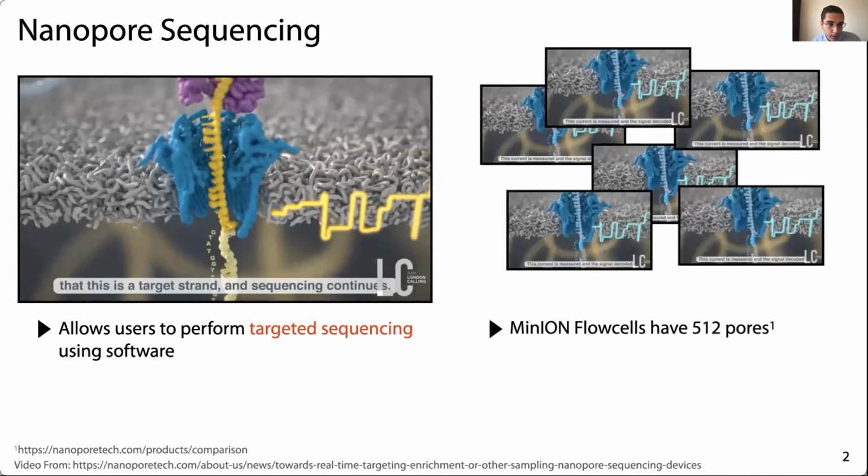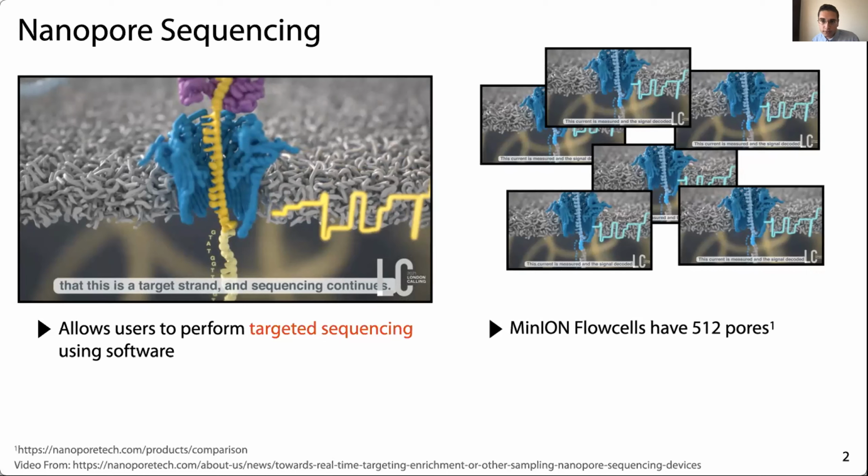Now, one thing to keep in mind about nanopore sequencers is that you don't have just one pore sequencing at one time. You have numerous pores. For example, one of the smaller sequencers that Nanopore has, called a MinION, has 512 pores sequencing at the same time. So you have a lot of simultaneous streams of data.